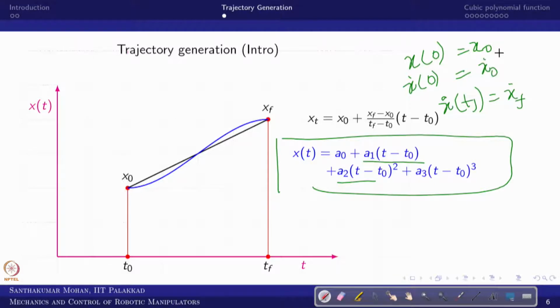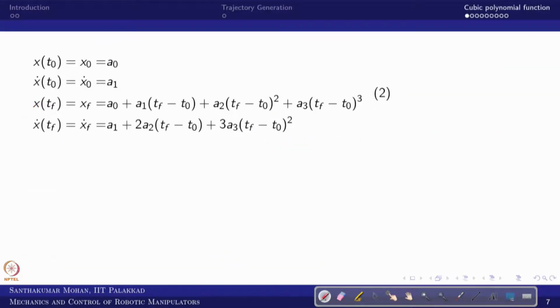Okay, so then x(t_f) is called x_f. In the sense of 4 unknowns, we can get 4 equations, and then we can solve. So that is what we are trying to write here. You can see further, if you differentiate, what will come?